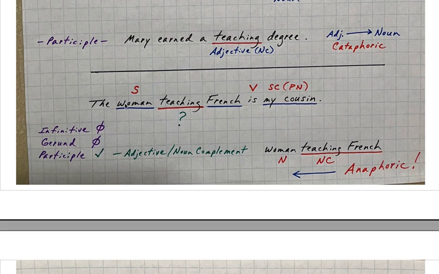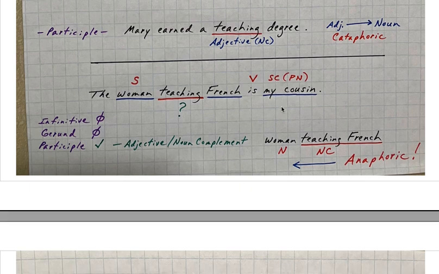What is that? The woman teaching French is my cousin. Okay, woman, subject, verb is, subject complement, or you used to call it a predicate noun, would be my cousin. But what about this teaching French, especially the word teaching? Okay, what do we have? Well, we see it's not an infinitive. The word to is not here, all right? And we see it's not a gerund. It's not really functioning as a noun here. So could it be a participle? Could it be an adjective or a noun complement?